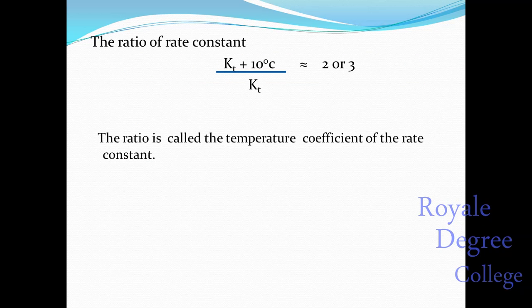So the ratio of rate constant K at t plus 10 degrees centigrade divided by K at t is approximately equal to 2 or 3. The ratio is called the temperature coefficient of the rate constant.